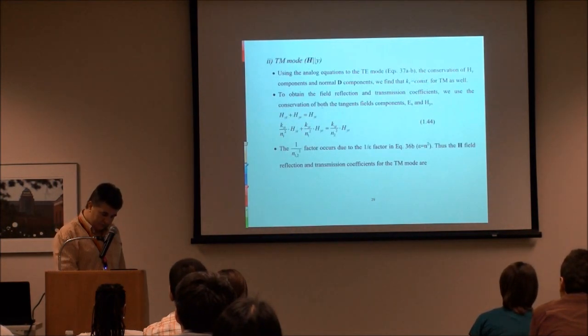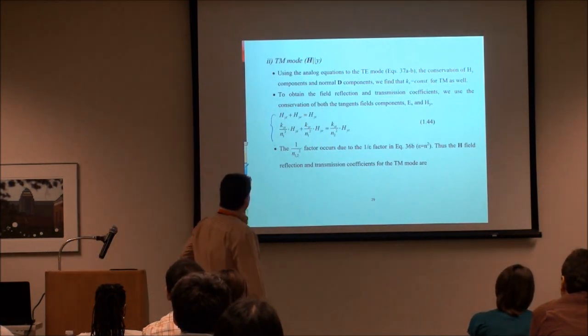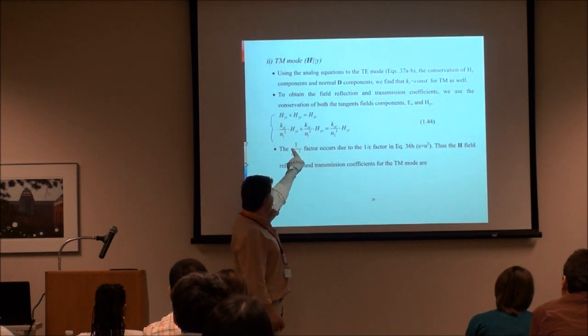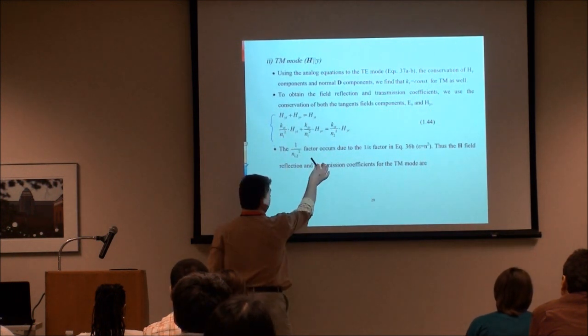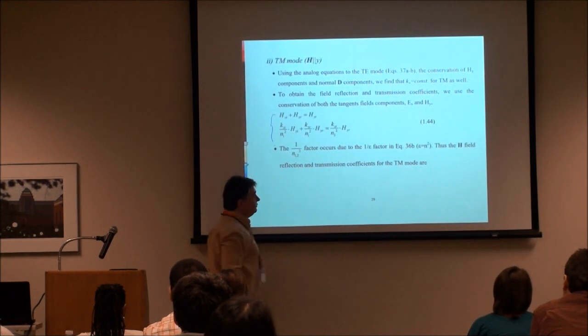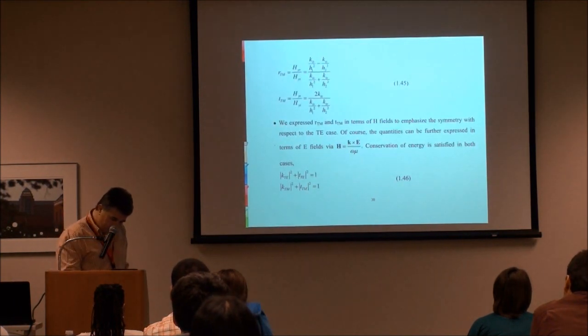The TM mode goes the same way, except that now everything is in H. It's much nicer to work only with the H component because you have only one. The E component has two, right? The E component will be like this, it has a little bit of this and a little bit of that. So if we work it out in H, this is what you get.